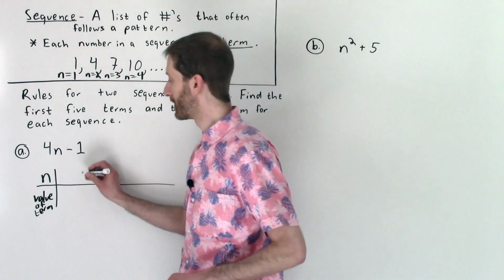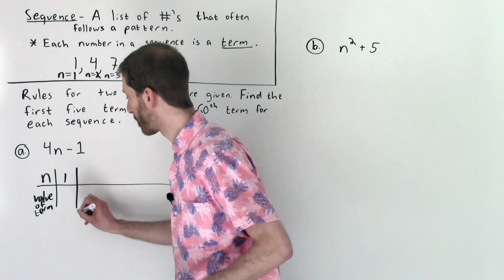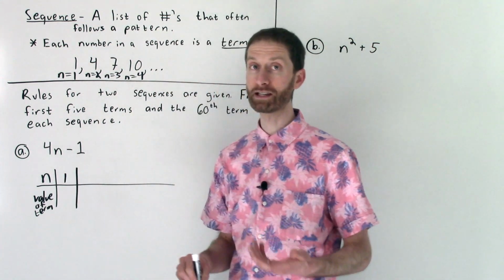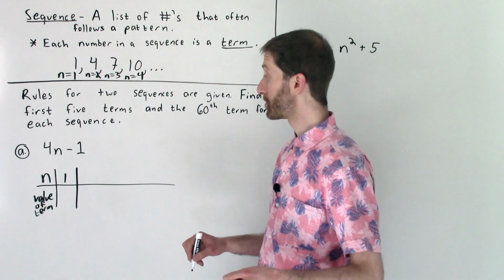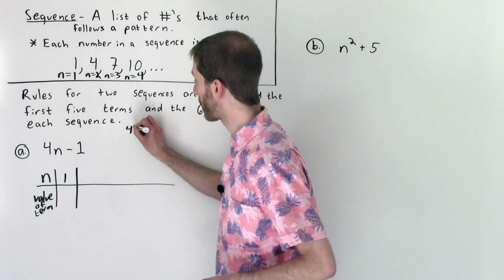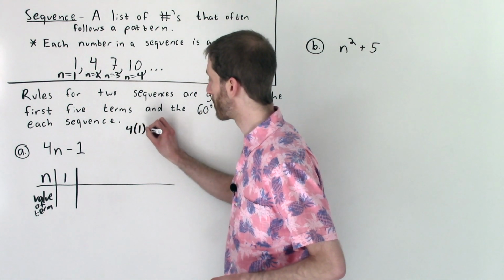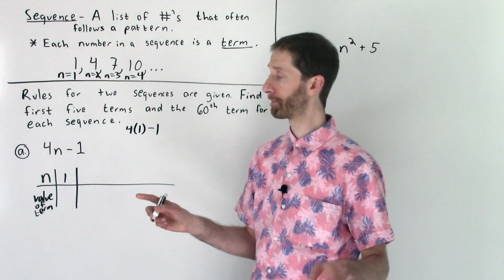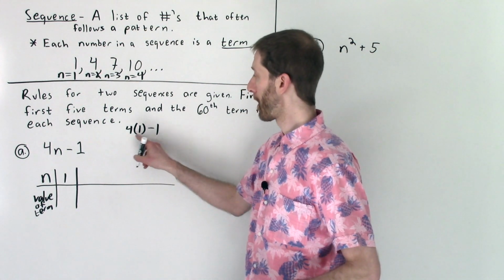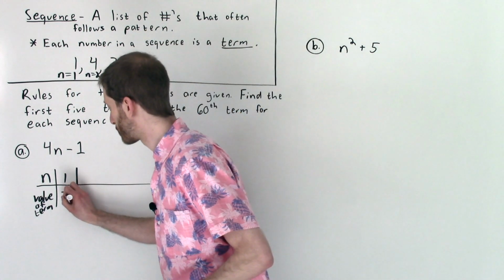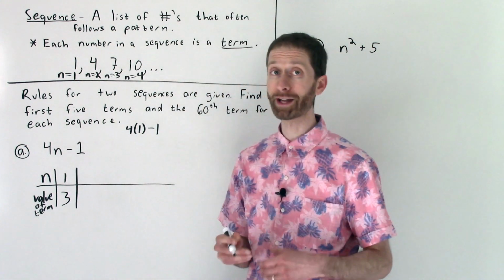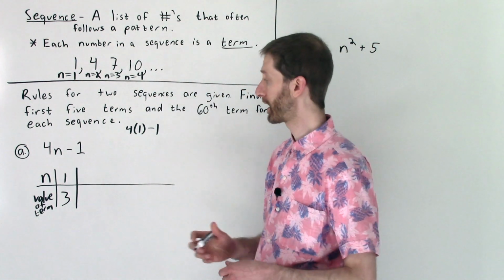Okay, so the first term, what do we get? Well, all you have to do is plug 1 into there. So mathematically what I'm doing is I'm doing 4, and I'll do a little bit of side work here, times 1 minus 1. That's all I'm doing. 1 times 4 is 4, minus 1 is 3. So when I plug 1 into the rule that gives us this sequence, this pattern, I get out 3.